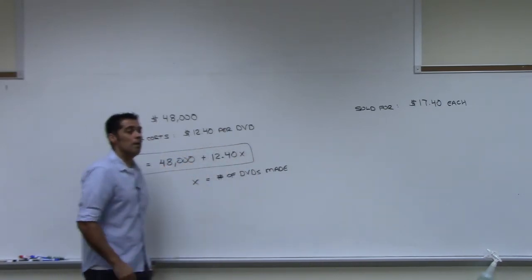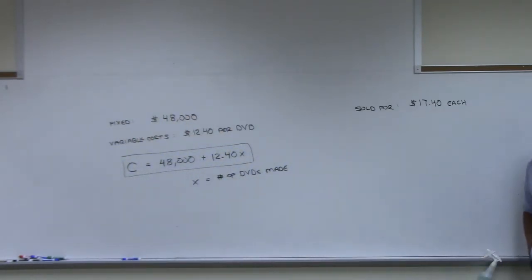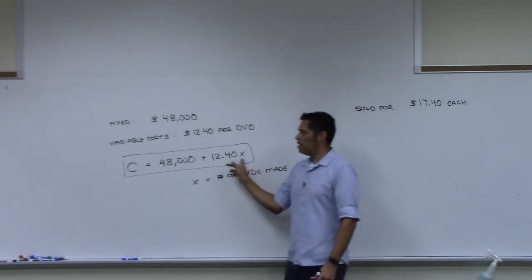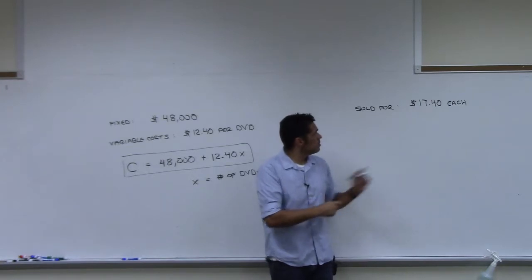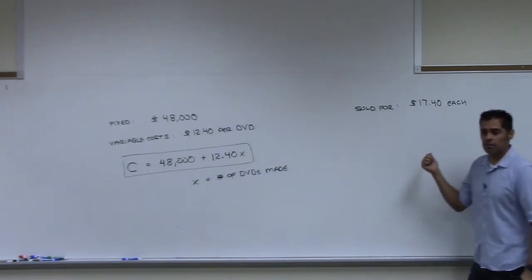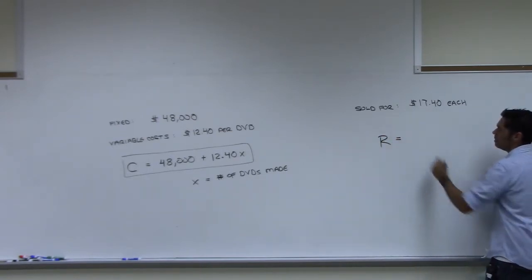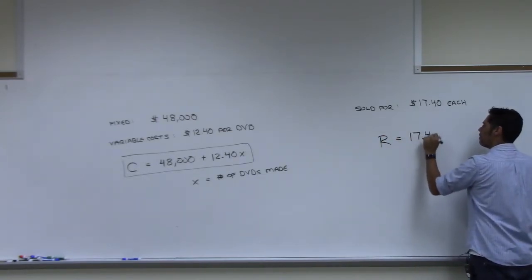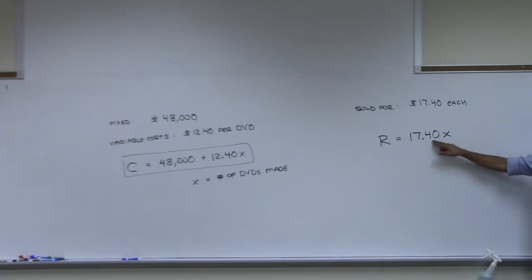Now, what about revenue? What's their income going to come from? How many they sell, right? Now, what we are going to assume here is that every single one of these they make, they sell. So this should be our revenue function. Our revenue will be how much? $17.40 X. They will make $17.40 for every DVD they make.